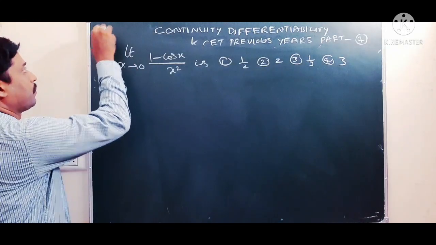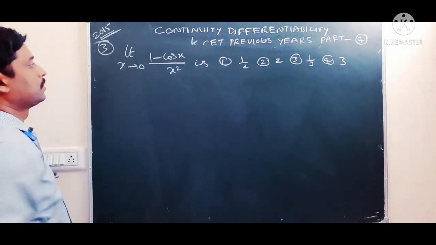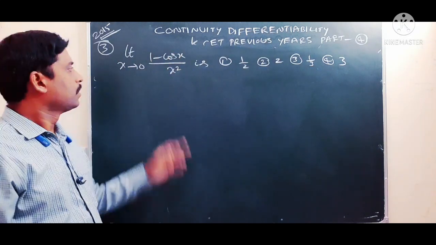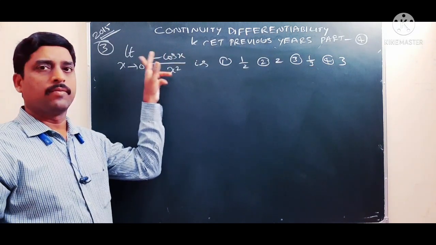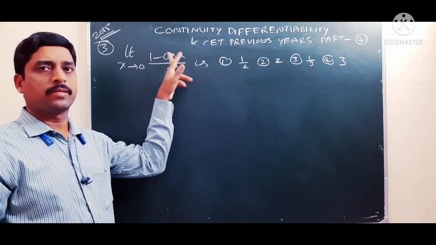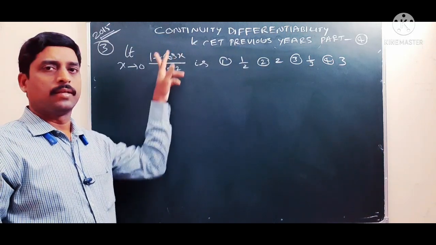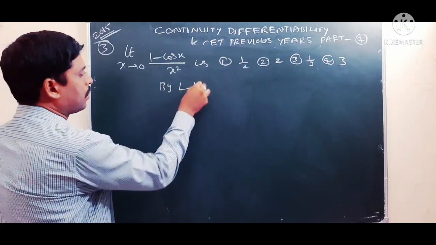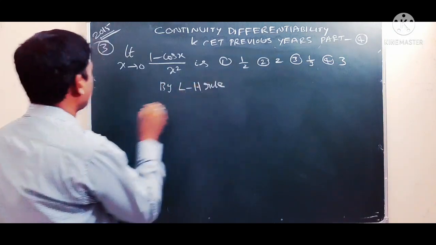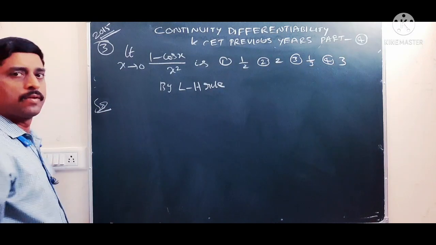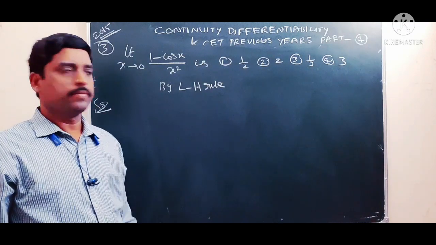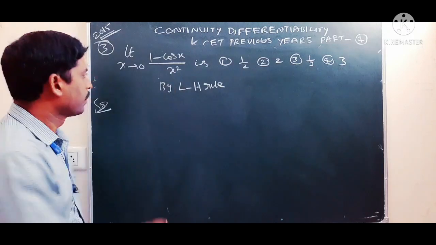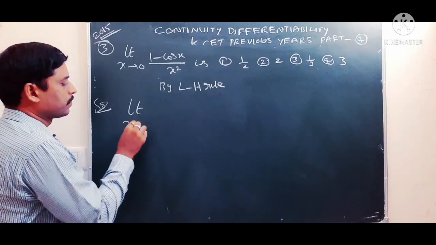This is from the 2015 question. So limit x tends to 0, 1 minus cos x by x square. Now put the expression: 0, 1 minus cos 0, 1 minus 1, 0 by 0. This is an undefined form. So by using L'Hopital rule. So what is the L'Hopital rule? We should apply the derivative on the numerator as well as the denominator at the same time. So limit x tends to 0.